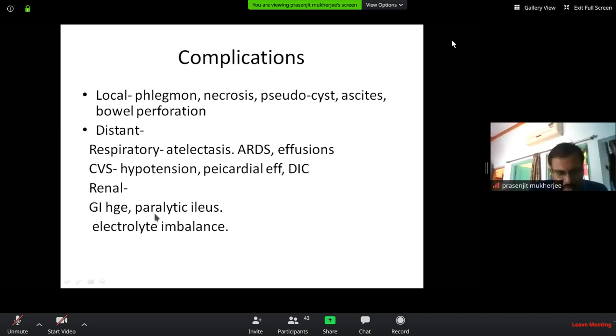GI hemorrhage and paralytic ileus, I don't know whether these are distant or local complications, but they can occur. And electrolyte imbalance, most commonly of calcium. Sodium and potassium imbalance is quite common and almost universally seen, but unique to pancreatitis is hypocalcemia. Okay, we have to correct this.